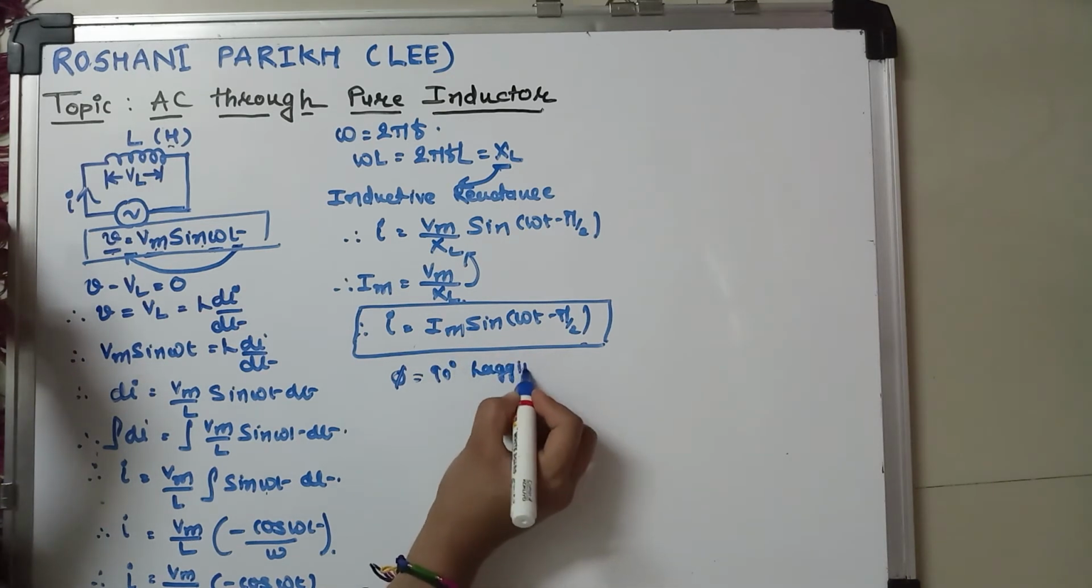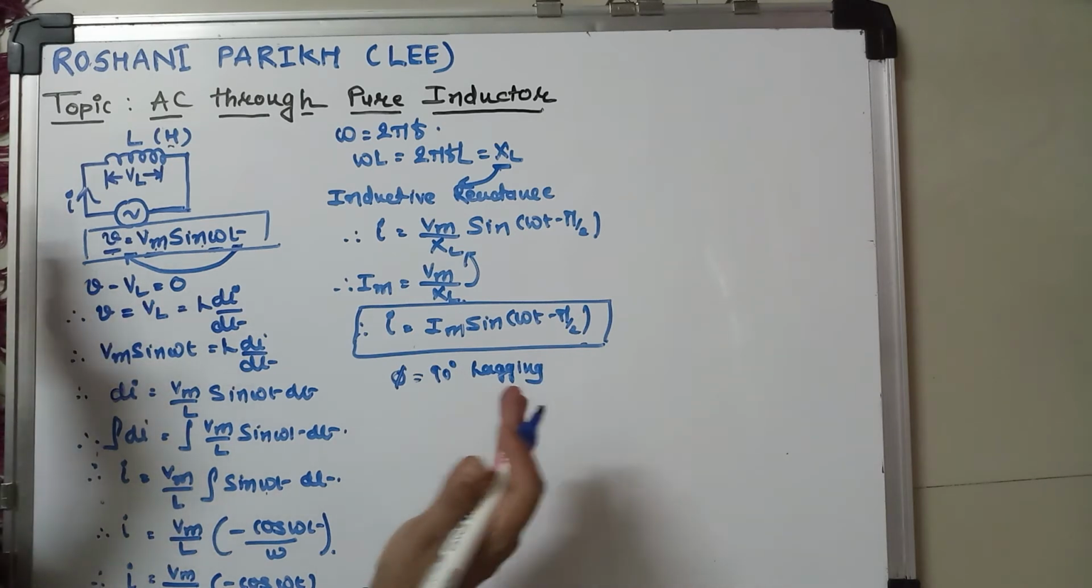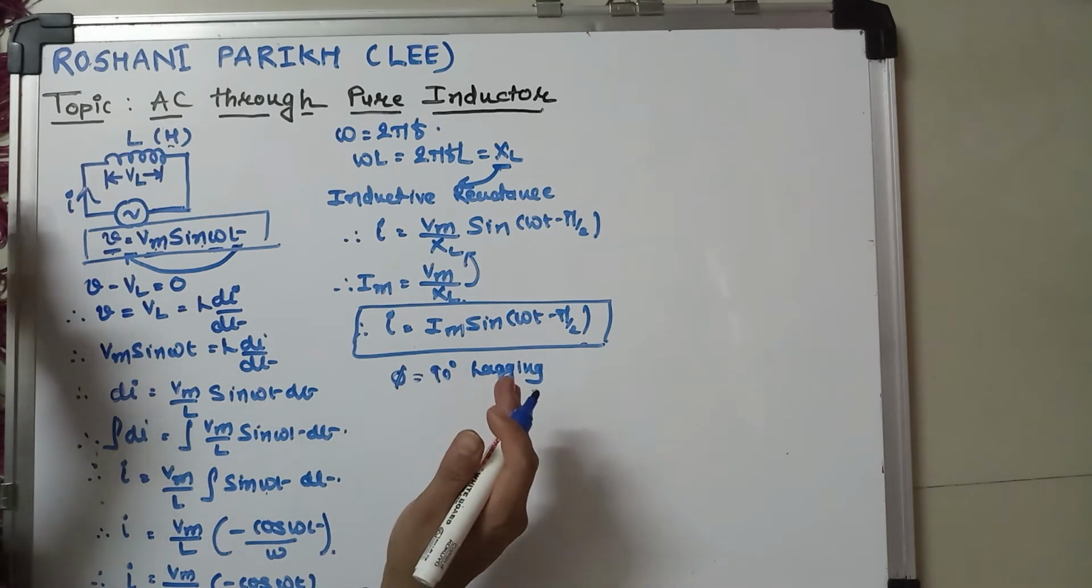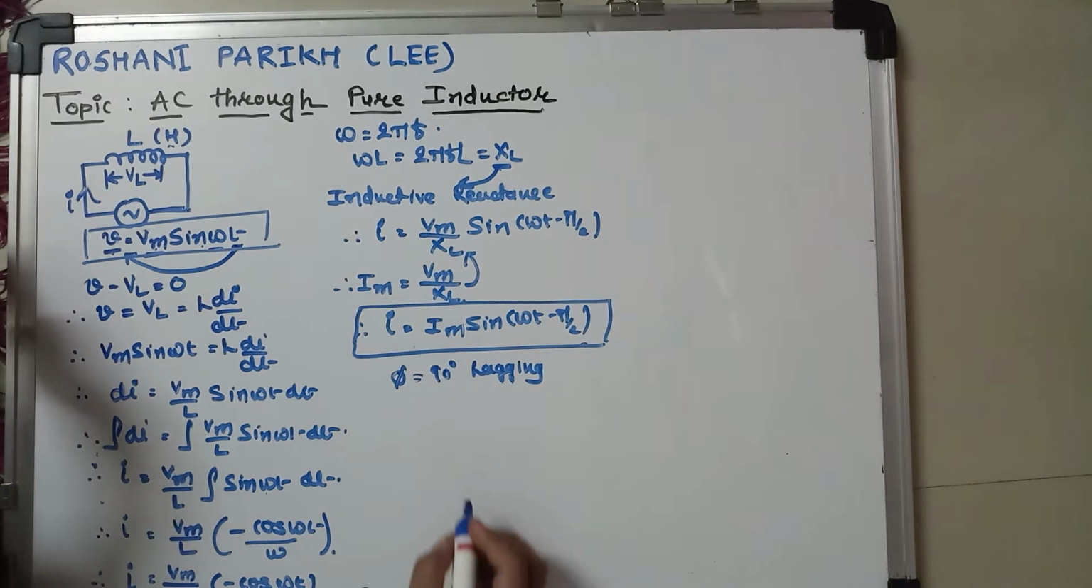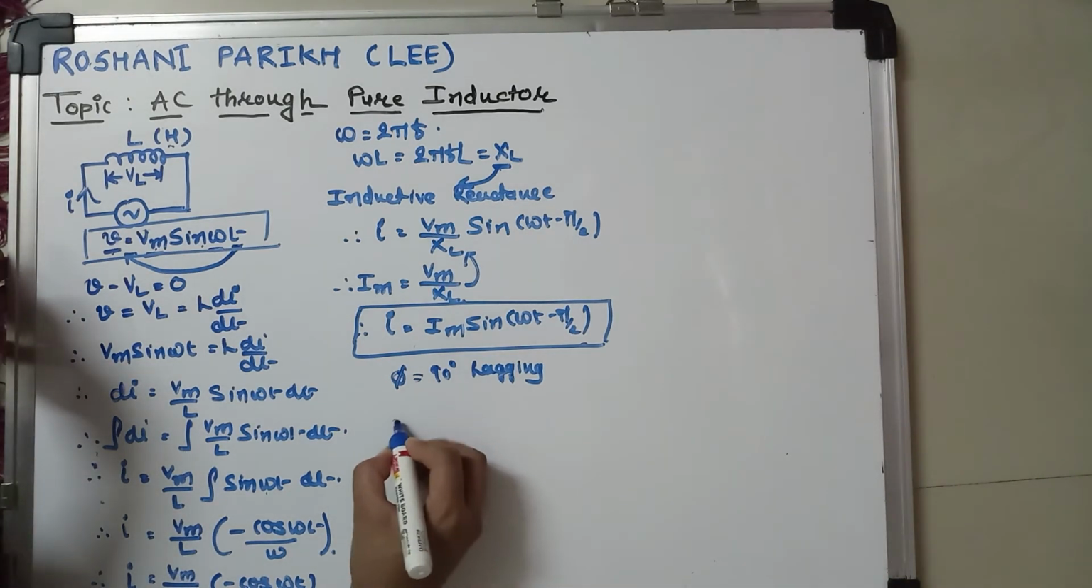Lagging means your current lags behind the voltage by an angle of pi by 2. So what is the phasor diagram? The phasor diagram will be like this.